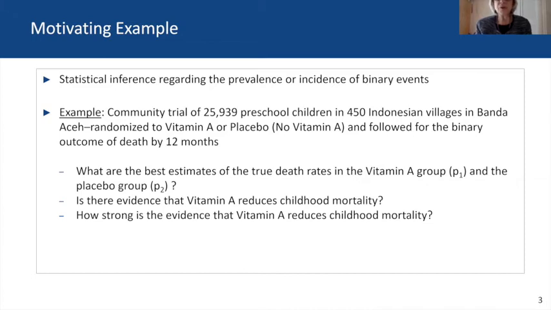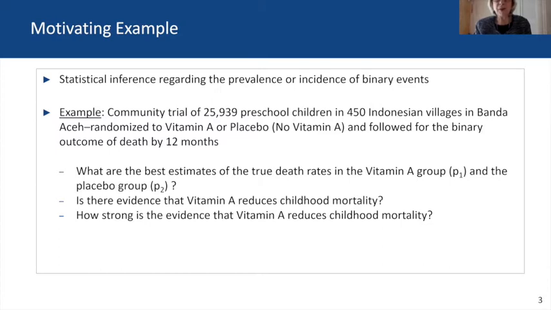The example that we'll be using is a community trial of almost 26,000 preschool children in 450 Indonesian villages in Banda Aceh. The children were randomized to either receive vitamin A supplementation or a placebo, meaning no vitamin A, and they were followed for the binary outcome of death by 12 months.